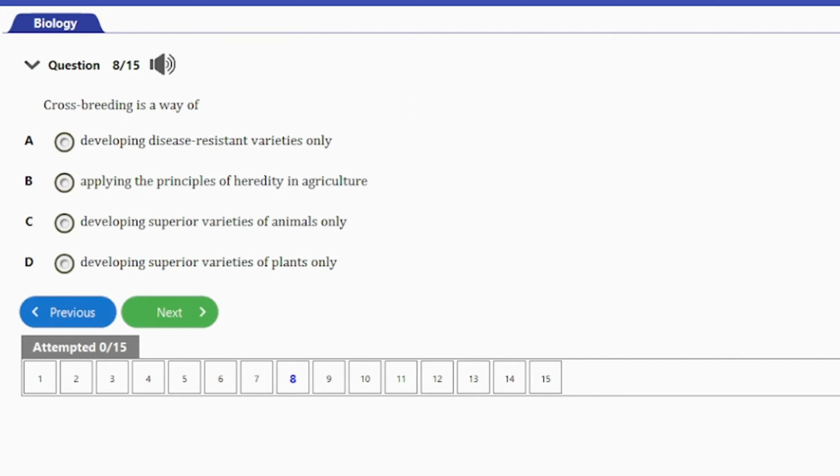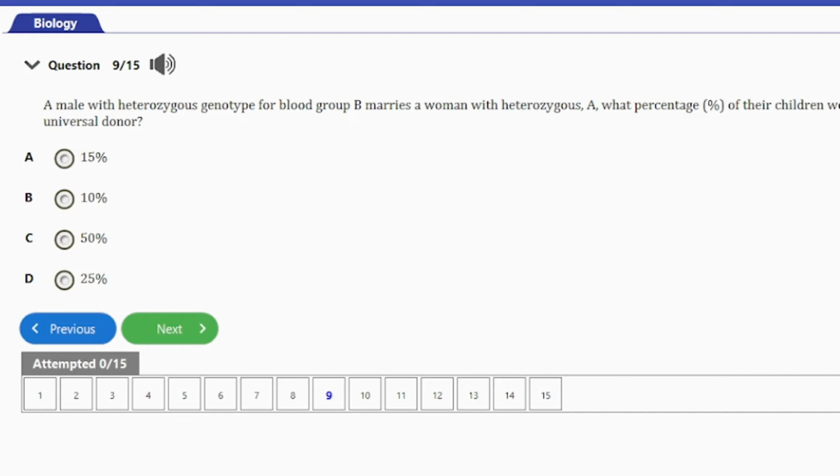It says, crossbreeding is a way of A, developing disease-resistant varieties only, B, applying the principles of heredity in agriculture, C, developing superior varieties of animals only, and D, developing superior varieties of plants only. So guys, the answer to this question is option B here, and that's applying the principles of heredity in agriculture. So that's it for that question. Let's consider the next question, question number 9 here.